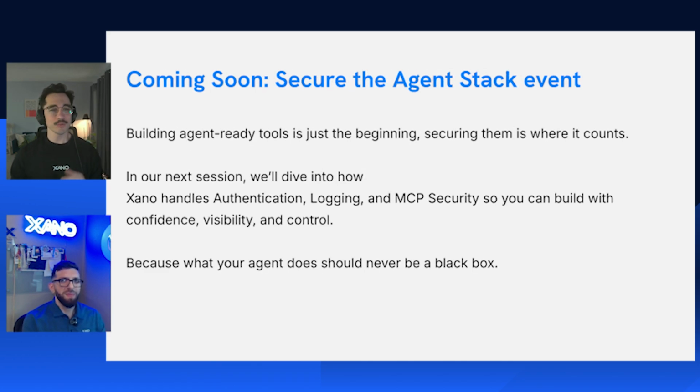Now, I would like to let you know about what's coming soon. We've talked a little bit about authentication, and that's just the tip of the iceberg when it comes to security. We're going to take a look at how we secure our agents. We're going to look at the beginning, the middle, and the end, and how we can get these tools to work securely. We're going to look at authentication, logging, and MCP security in general, so that you can build confidently, visually, and with control. Because ultimately, the way that we believe it at Xano is that your agent should never be in a black box. You, as the developer, should have control over what it does and how it does it. So we're excited to show this very soon.